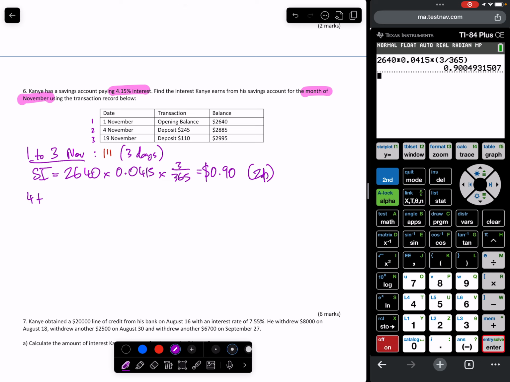Next, 4.2, it changed on the 19th. Changed on the 19th, so we need 4 to 18th of November. So including the 4th, 4, 5, 6, 7, 8, 9, 10, 11, 12, 13, 14, 15, 16, 17, 18. That's 15 days. SI equals, the balance was 2885 times by, the interest rate as a decimal, times by the number of days, 15 over 365.